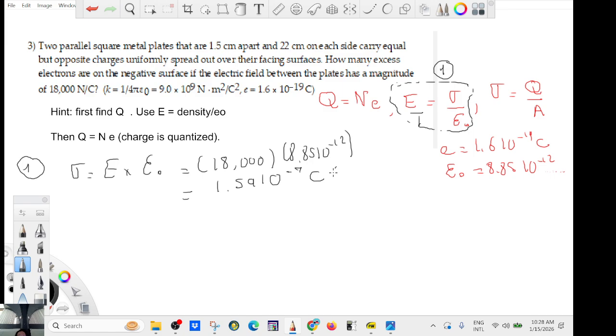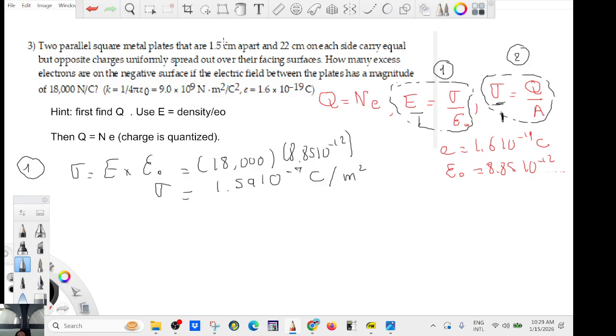Okay. Coulomb per meter squared. Okay, so once I have that, I'm going to use this equation here so I can find the charge, because the ultimate question is to find the charge.